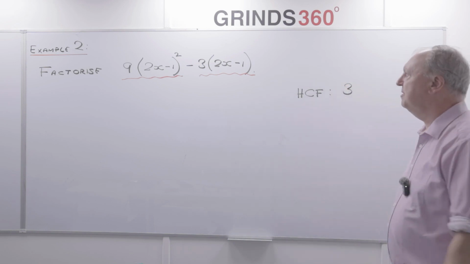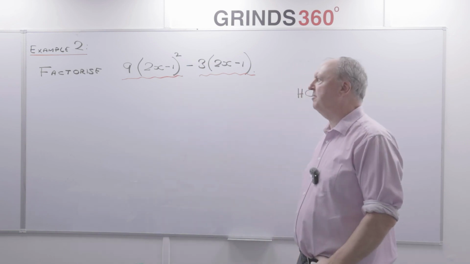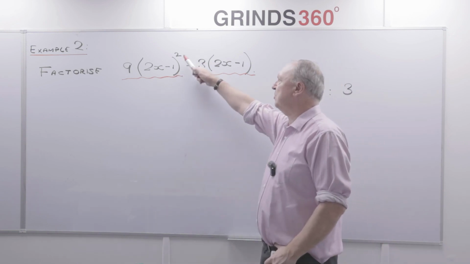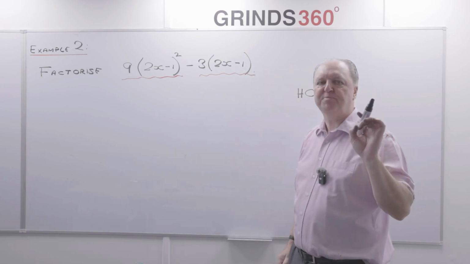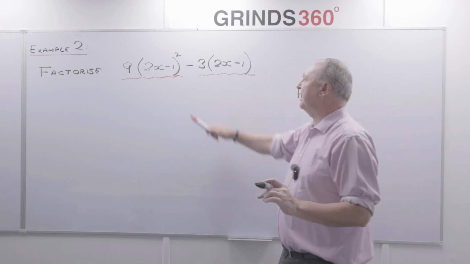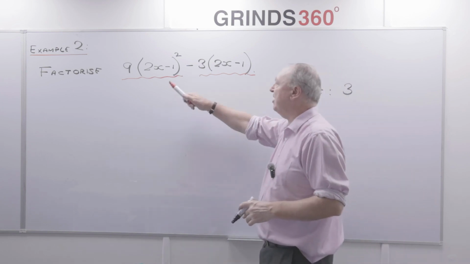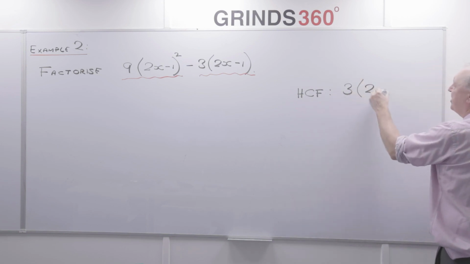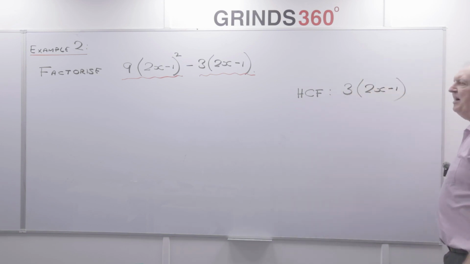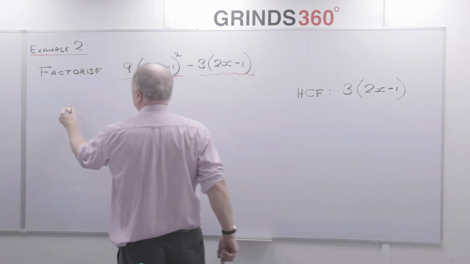Now, look at the bracket. The bracket is 2x minus 1. I've got a (2x minus 1) squared, and here just a 2x minus 1. What is the highest bracket that I can take out of each term? Well, take the lowest power of the bracket. The lowest power of that bracket is (2x minus 1) to the power of 1, or just 2x minus 1. So there's my HCF. So here's my next line now.